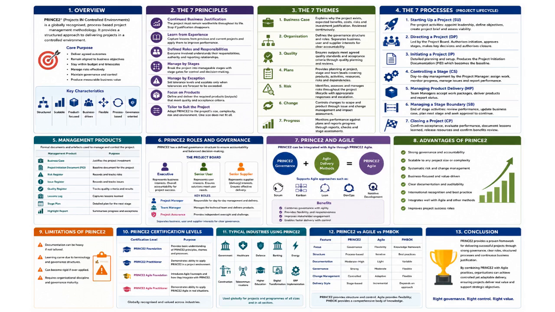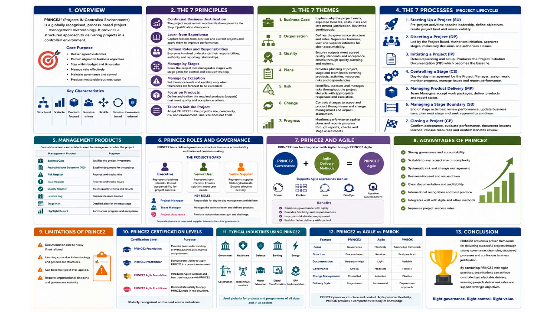The certification level section outlines the professional development pathway from foundation to practitioner and advanced levels. These certifications validate knowledge, application skills, and leadership capability in project management environments. The slide also demonstrates the wide range of industries using PRINCE2, including government, healthcare, construction, finance, telecommunications, education, logistics, and energy sectors. This reflects the methodology's adaptability and global relevance.